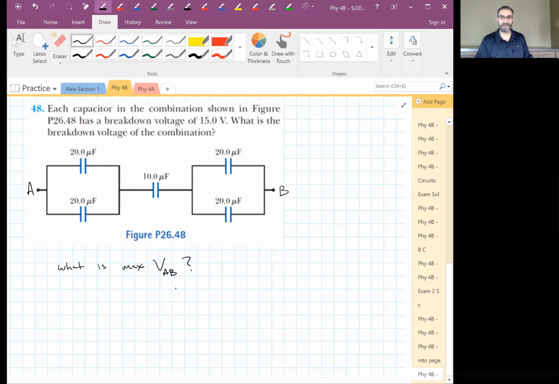We don't want them to break down. We're trying to find that point just before they break down, I guess. Not quite.